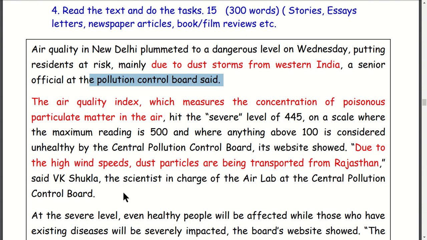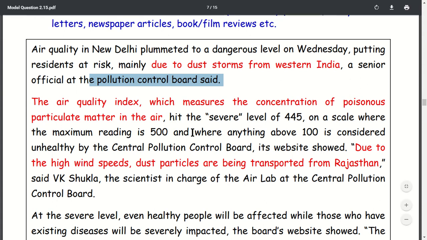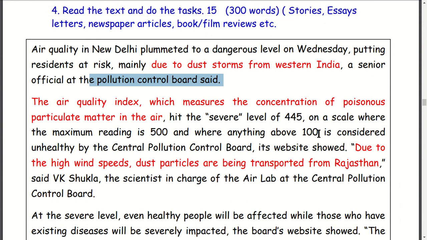The air quality index, which measures the concentration of poisonous particulate matter in the air, hit the severe level of 445 on a scale where the maximum reading is 500, and where anything above 100 is considered unhealthy. So 445 is very dangerous, very unhealthy, very bad.